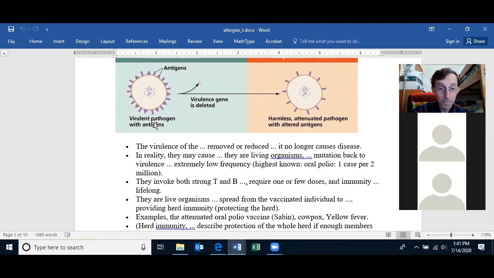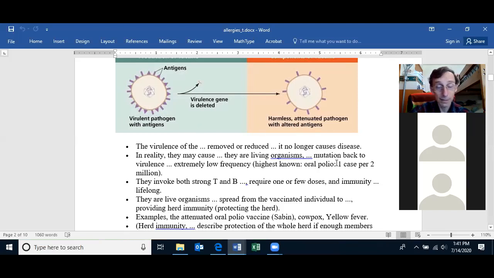And with the live polio vaccine, which is the one best studied, there is a very low back mutation rate where the vaccine mutates back into virulence. And it's seen in about one case in 2 million people. So in 2 million people given the Salk vaccine, the vaccine can mutate to virulence and then cause polio.